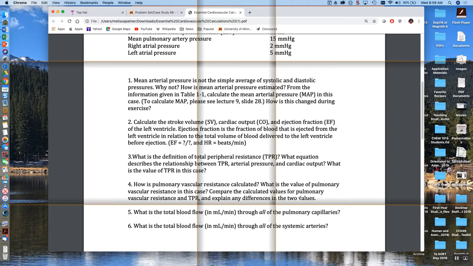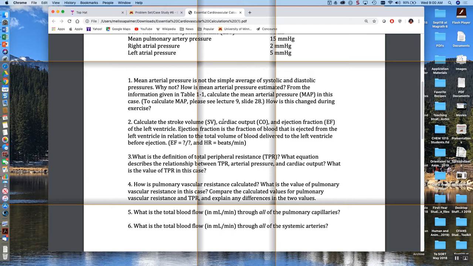Minus the end systolic volume. Oops, sorry, systolic. That's going to be the amount of blood that's left in the ventricles when the heart is completely contracted. So the stroke volume is going to be the amount that's ejected. Does that make sense? End diastolic volume minus end systolic volume. So let's talk about number two. Calculate the stroke volume, cardiac output, and ejection fraction.